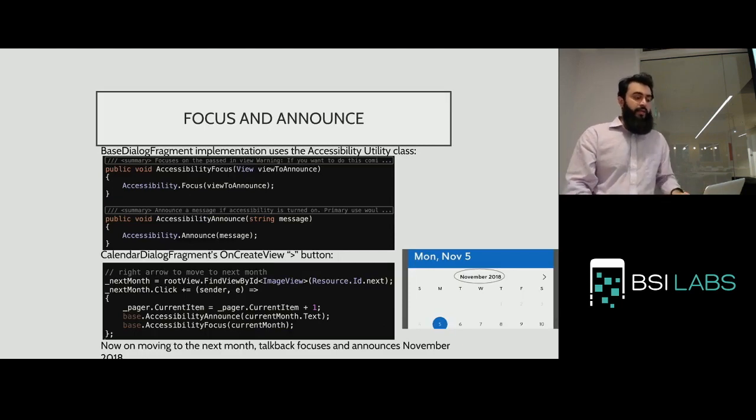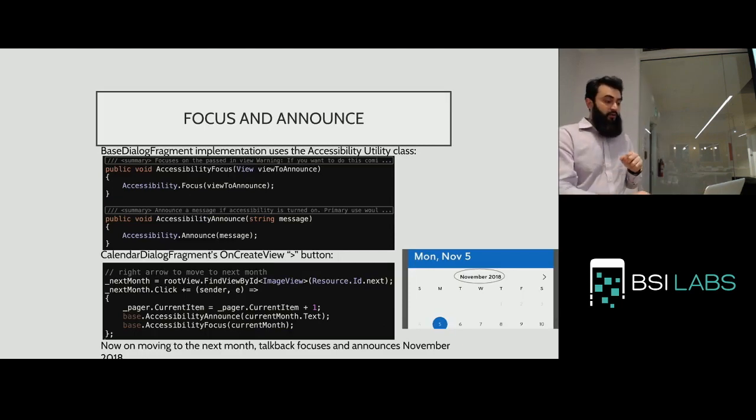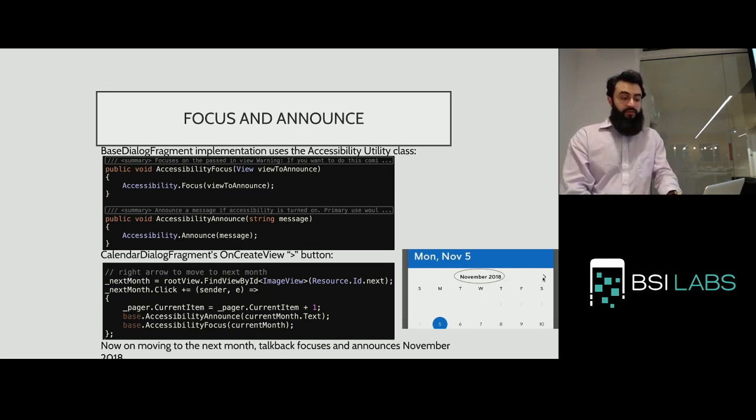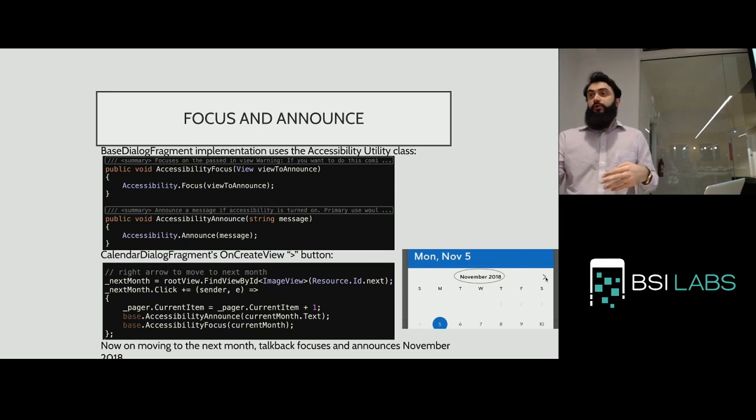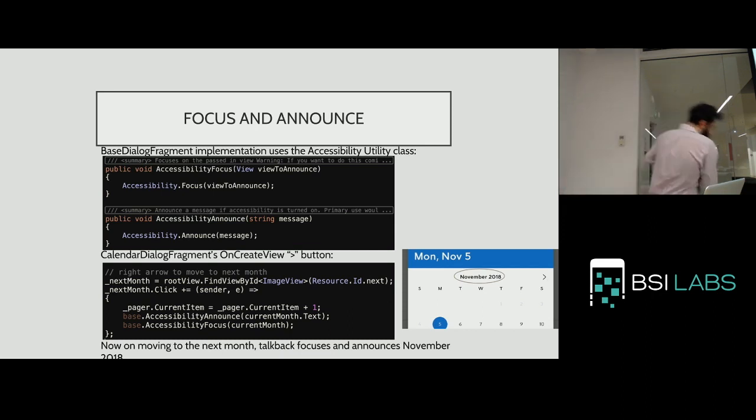For example, in our example, whenever you clicked on the right button, whenever you go to the next page in a calendar, we wanted it to focus on the day, the month and the year. So as soon as you click on the right arrow, we wanted the user to hear December 2018. So we'd focus December 2018 and we'd announce December 2018.